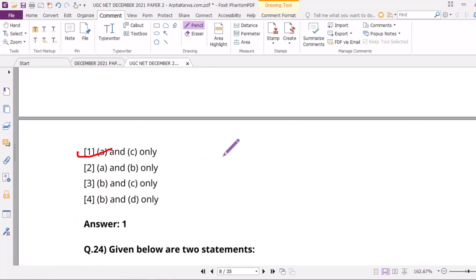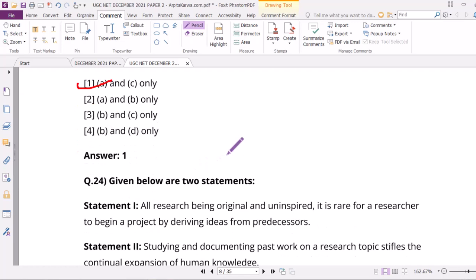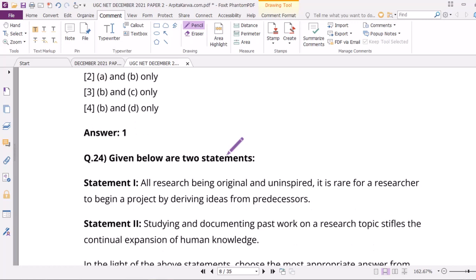Coming to the next question. Given below are two statements. Statement 1: All research being original and uninspired, it is rare for a researcher to begin a project by deriving ideas from predecessors. Statement 2: Studying and documenting past work on a research topic stifles the continual expansion of human knowledge.